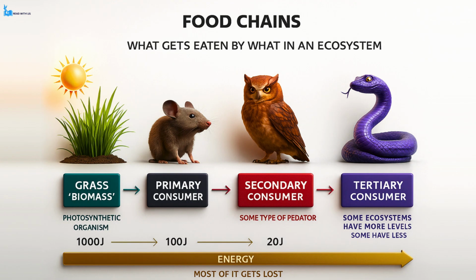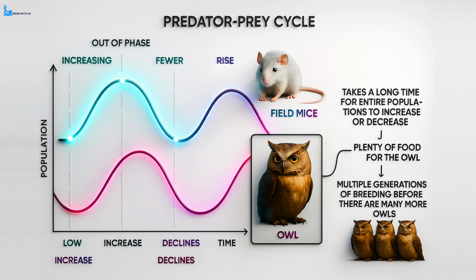Moving on to predator-prey cycles, this concept shows how the population sizes of predators and prey are interconnected. If we look at a graph that shows the number of field mice, which are prey, and owls, which are their predators, over time, we can observe a repeating pattern. This is known as a predator-prey cycle. These cycles show that the numbers of both species go up and down together, but with a slight delay or lag between the two. This lag is important and is described as the populations being out of phase with each other. For example, the mouse population might reach its peak before the owl population peaks.